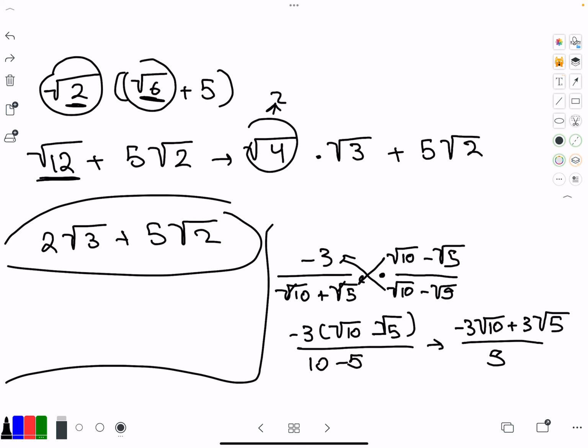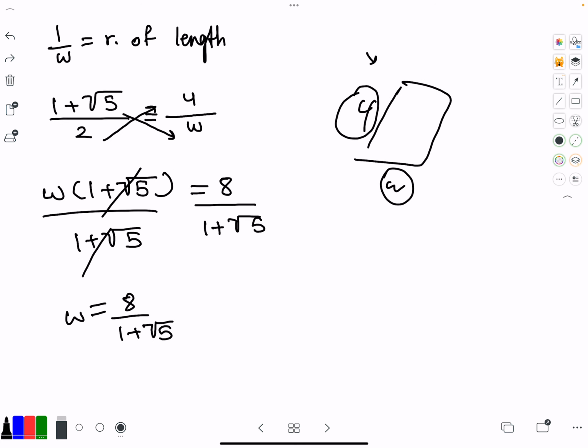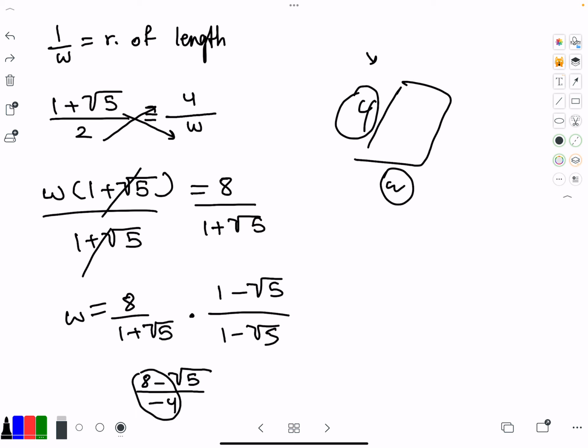Now we're going to do the same thing we did here. You multiply by the inverse. It comes to 8 times 1 minus square root of 5 over negative 4. You divide these two, so it becomes negative 2 plus 2 square root of 5.